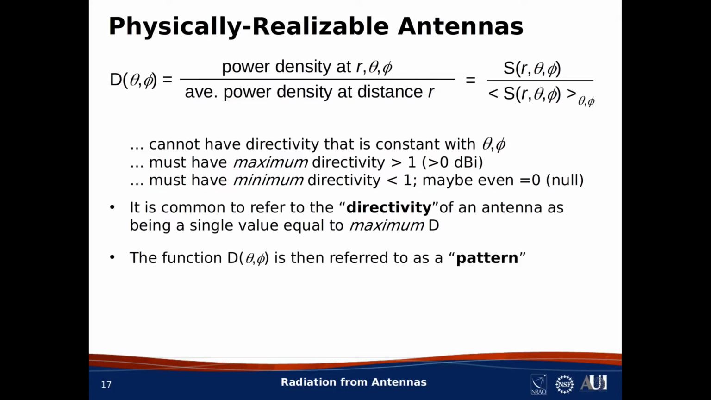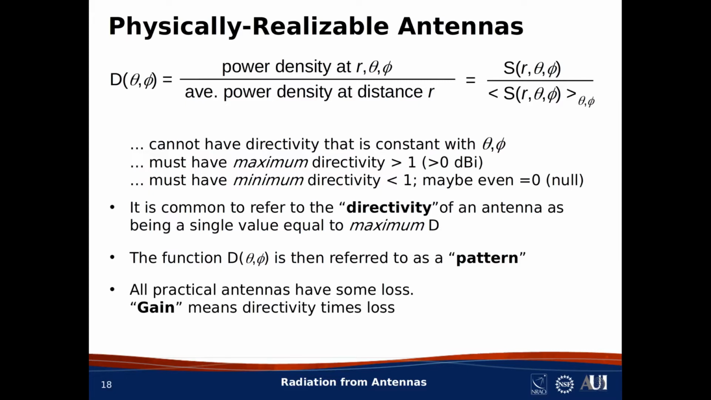For practical antennas, directivity is a function of direction and will therefore vary as a function of theta and/or phi. We refer to this particular functional variation as the pattern of the antenna. And I'll show you an example of a pattern a bit later in this lesson. Yet another thing you need to know about practical antennas is that they always have some loss. Now, in this case, what I mean by loss is that some fraction of the power that's delivered to the antenna by the transmitter is lost in the antenna and doesn't get radiated.